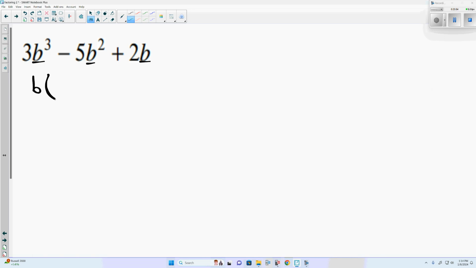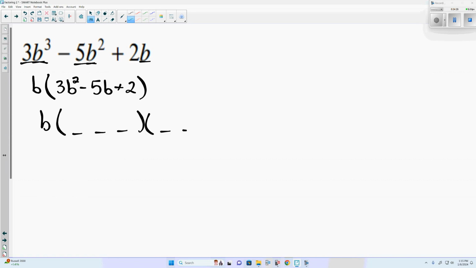Now the smallest exponent with our variable b is 1, so we can only remove 1. By doing that, it takes our 3b to the third down to 3b squared, minus 5b, because our b squared becomes b to the first, plus 2, because our last b factors out completely. So by factoring that b out, we're left with 3b squared minus 5b plus 2.